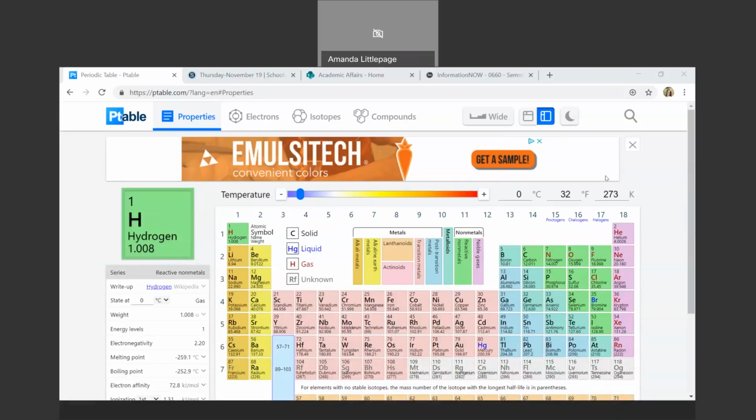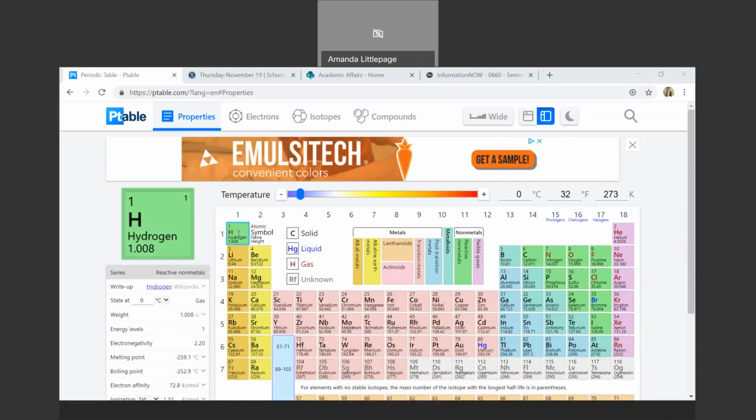I'm going to swap my sharing here, and I'm going to share this periodic table for just a moment. Here's that periodic table. This is ptable.com. I can't recommend this website enough. You're going to be using it repeatedly, even into next week and beyond that. It shows you all that information.